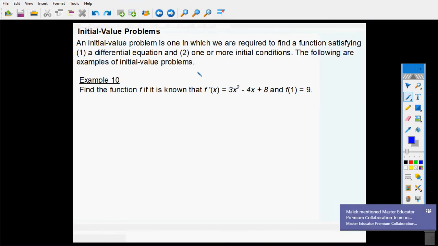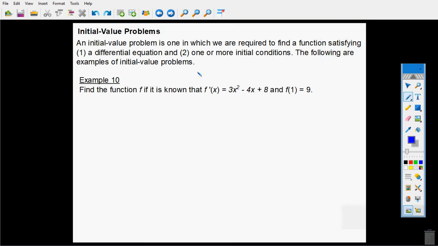Welcome back. This is the second part of 6.1, still working on integral rules. We're going to move on, much shorter than the last one, to initial value problems. Initial value problems are just ones where we are going to find C. An indefinite integral says, I don't really know what my original function was. I only know what my derivative was.